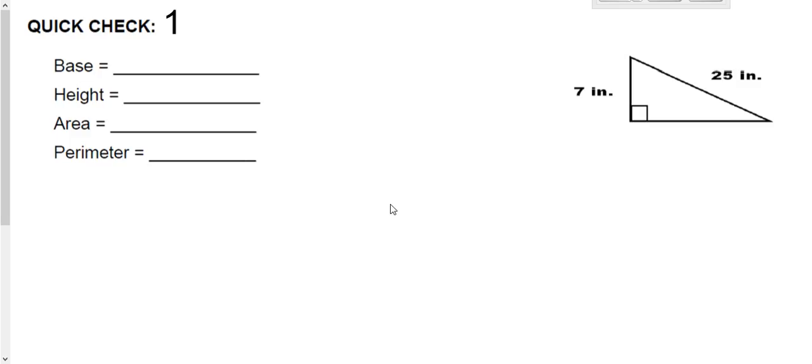You're going to do the quick check on your paper and then click the link for quick check 1 and put in your answers there. But if you need a little help, let me know. I think you'll be fine though. It's a little different with the Pythagorean theorem on this one, so let me know if you need any help. Good luck.